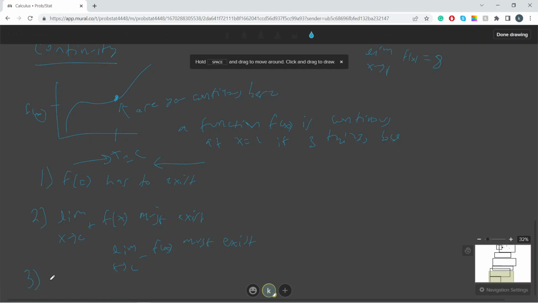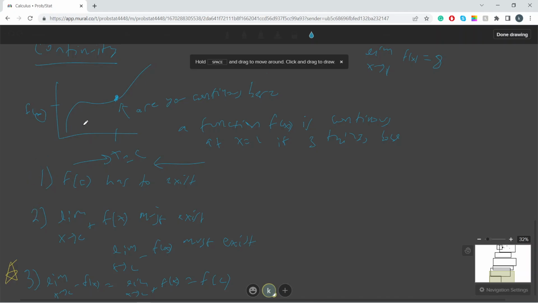And then the third thing, which is the most powerful criteria, is that the limit as x approaches c from the left of f of x must equal the limit as x approaches c from the right side of f of x, which must equal f of c. So what is this third statement saying? This third statement is very powerful. It's saying, at x equals c, we have a value f of c. So the first criteria means f of c really exists and we can compute it.